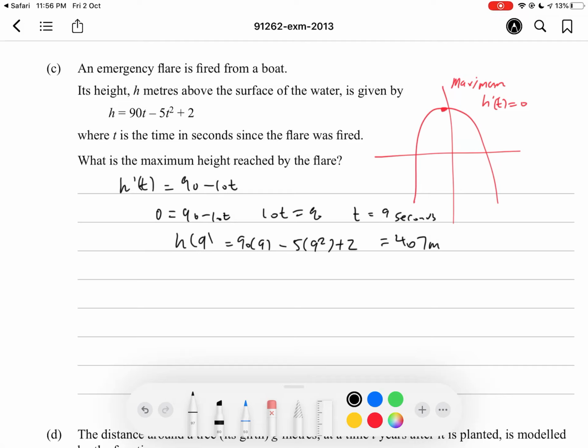And that should be a merit level question. To get an achieve level question, we need to find the derivative and make it equal to 0. So t equals 9 seconds will get you an achieved.